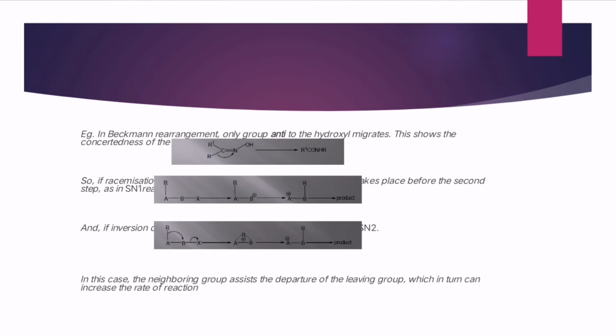And following are two examples of migration. In general, in this case the neighboring group assists the departure of the leaving group, which in turn can increase the rate of reaction.